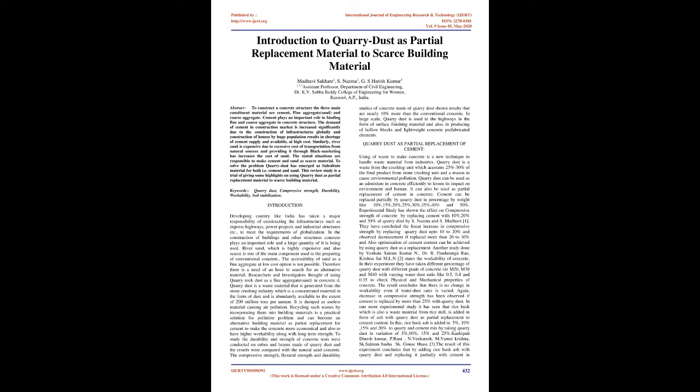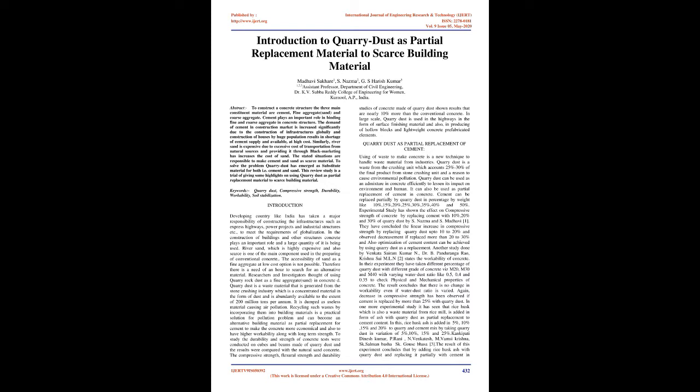The demand for cement in the construction market has increased significantly due to the construction of infrastructures globally, and the construction of houses by a huge population results in a shortage of cement supply, and it is available at high cost. Similarly, river sand is expensive due to the excessive cost of transportation from natural sources, and providing it through black marketing has increased the cost of sand. The stated situations are responsible for making cement and sand a scarce material.